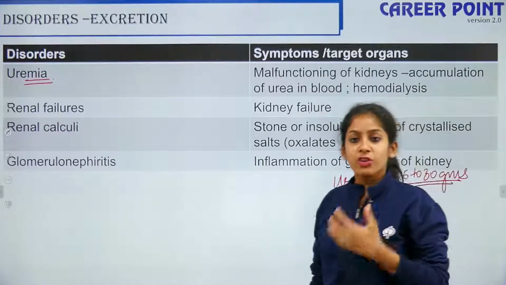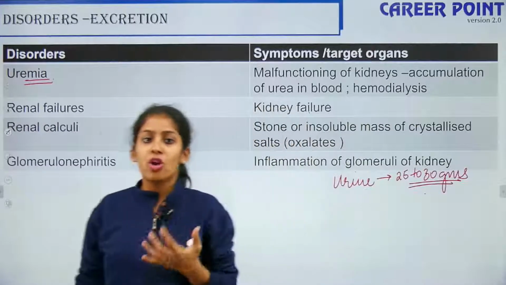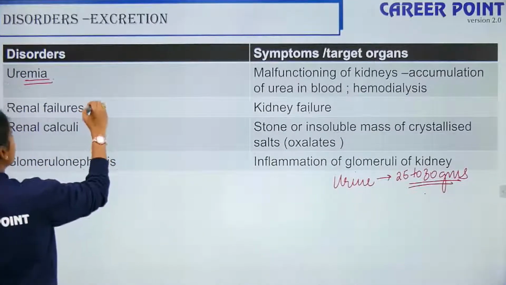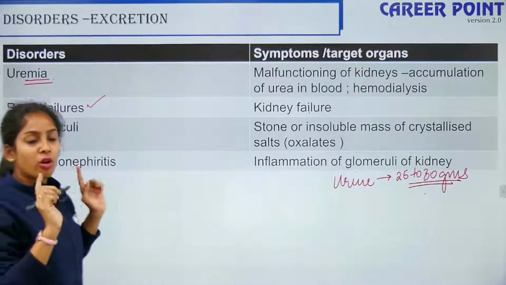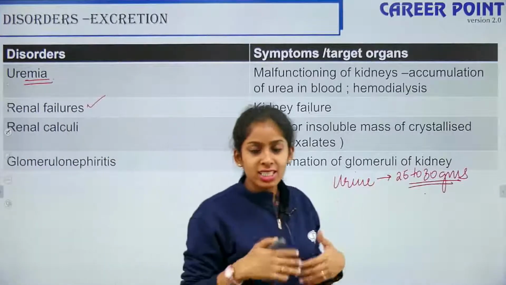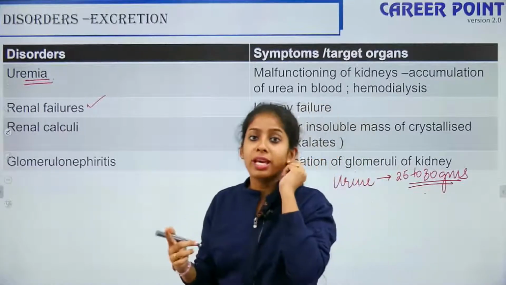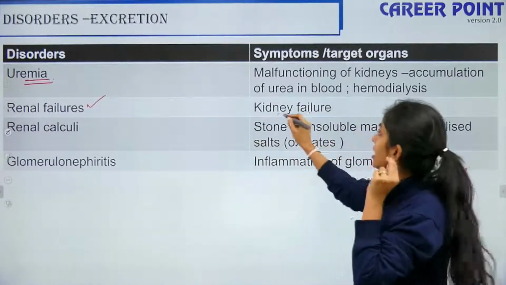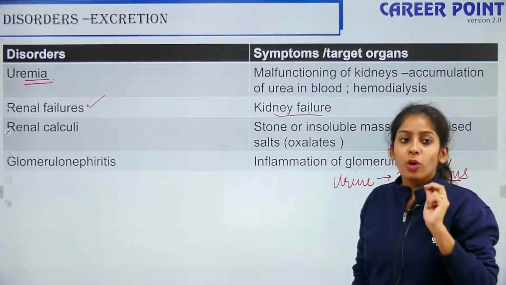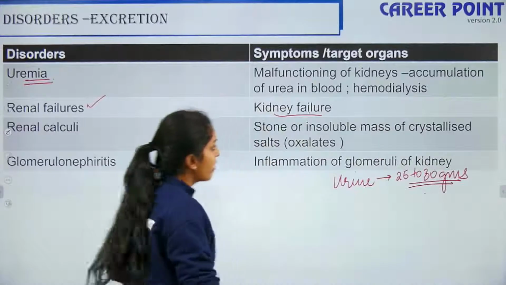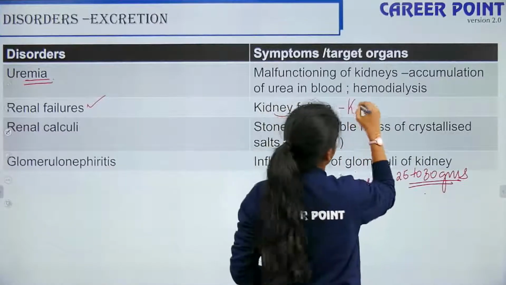But when you have uremia for a longer time, if urea gets accumulated in your blood, that leads to renal failure, complete failure of your kidney functioning. Because in turn, the same blood is entering your glomerulus, so once again it will be highly problematic. That leads to kidney failure. So what is the solution for kidney failure? You have only one solution, that is kidney transplant.